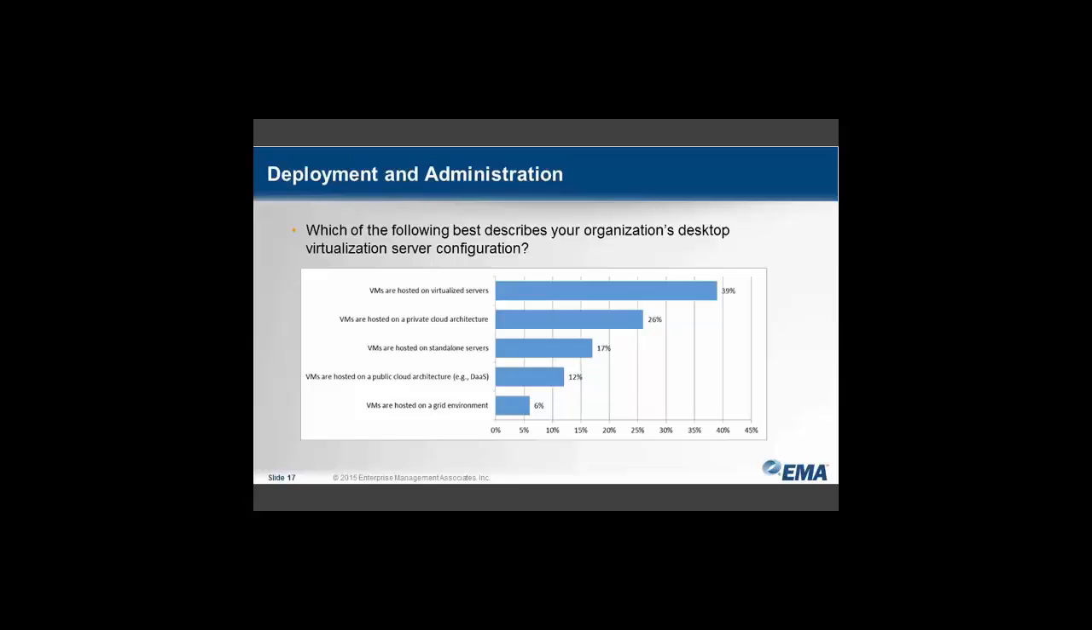As for the architecture of the server environment, the most common hosting environment for virtual desktops are virtualized servers. Ranking second were private clouds. But since private clouds are effectively always virtualized, you can really add those two numbers together and make an honest statement that 65% of desktop virtualization implementations are hosted on virtualized servers. Now, conversely, only 17% of organizations hosted their deployments on standalone servers.